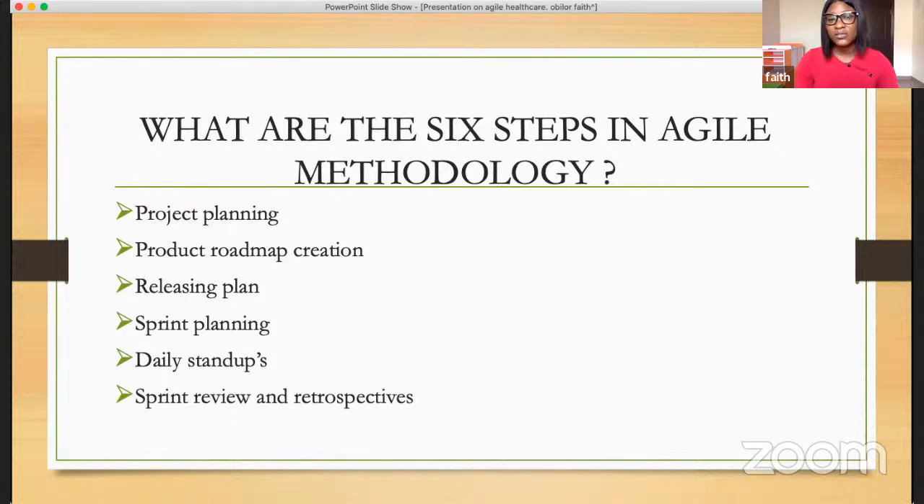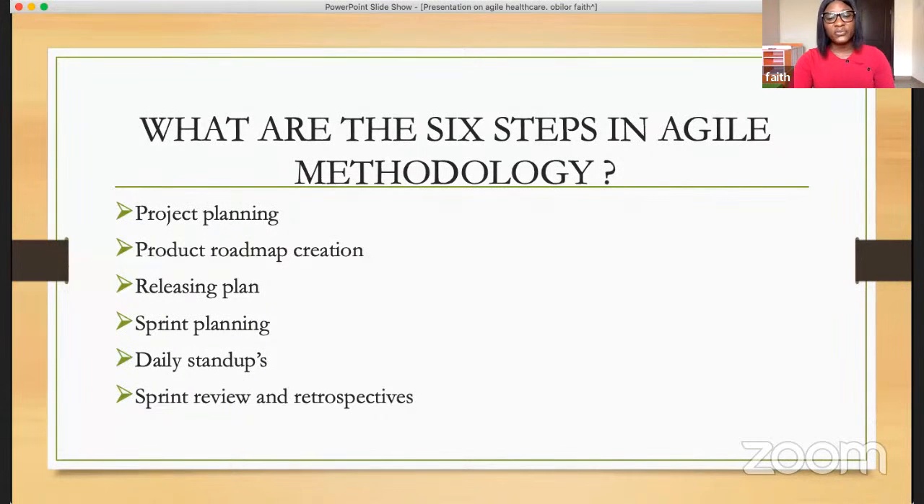Then we have daily stand-up. Daily stand-ups are what we practice here in Beacon, whereby we have the morning and the evening stand-up. The morning stand-up basically has to do with our plans for that day and how we're going to execute it. And the evening stand-up is basically telling us the activities we have done for that day and if we faced any challenges.